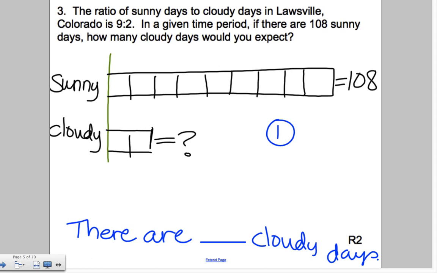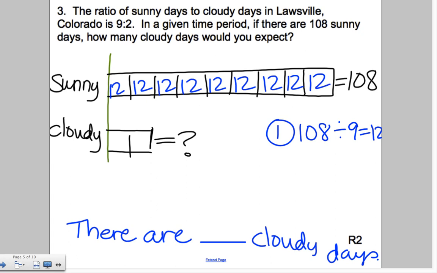So we're going to take that 108 days and divide it evenly amongst the 9 parts that we have for sunny. You all get what Richard's saying? Because isn't it 108 and has to be evenly distributed to each of these 9 parts. So our first calculation is 108 divided by 9, which is, guys, 12. So if these are all 12, those must be 12. What are these down here? They're 12.